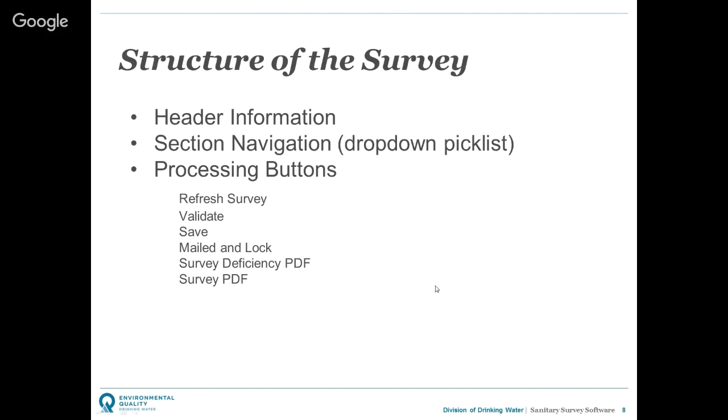So let's talk about the structure of the survey first before we get into it. There's a general header information that you'll see on all of the Waterlink reports, so you may be already familiar with those. Then there's a section navigation. It's a drop-down pick list, so that's how you move from section to section. And then we have a bunch of buttons for different processing, and we'll go through each one of those.